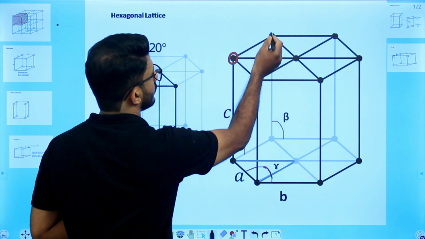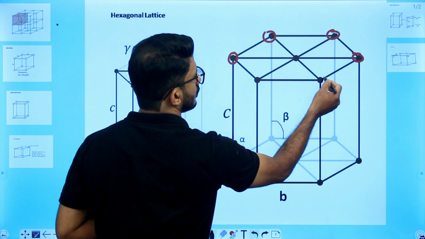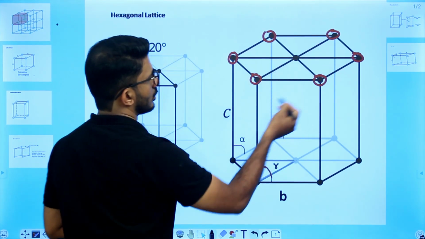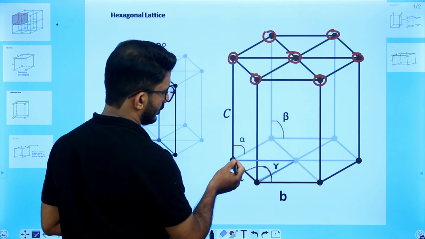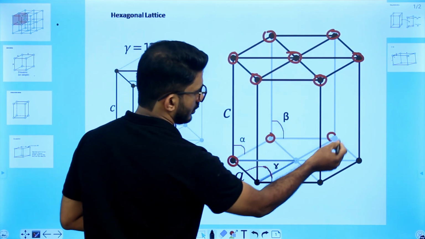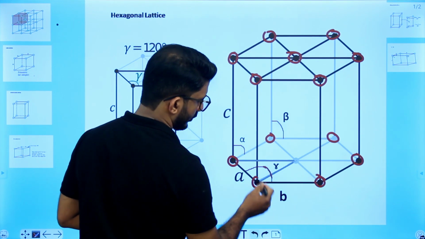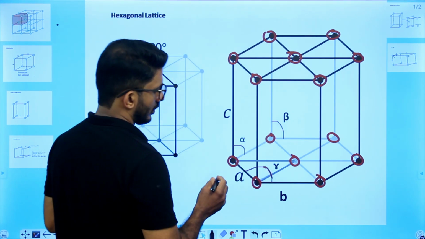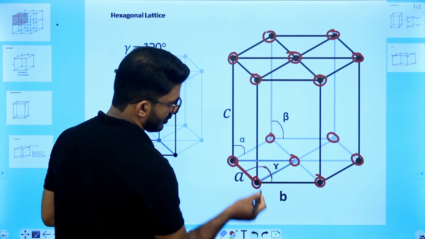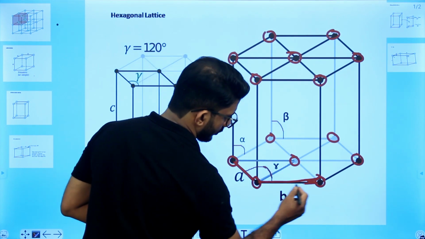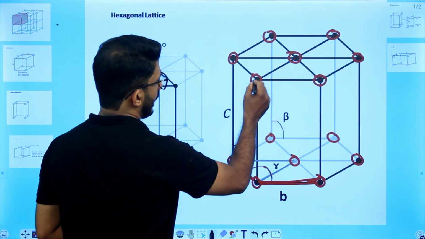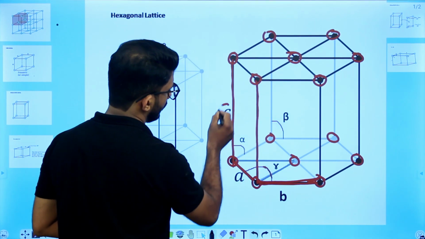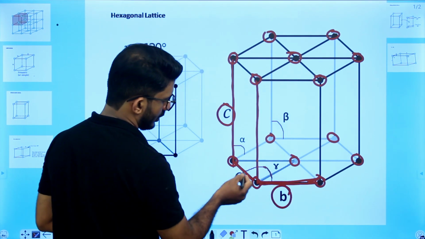One particle is here, one particle is here, one particle is at the corners. We have not discussed this before. Others have similarity with the cube. At the corners, here at the face center, in the same way, the corners. And this is the face center. This is a face, that also a face. So here, this distance is A, this distance is B, and this height is C. This is C, this is B, this is A.